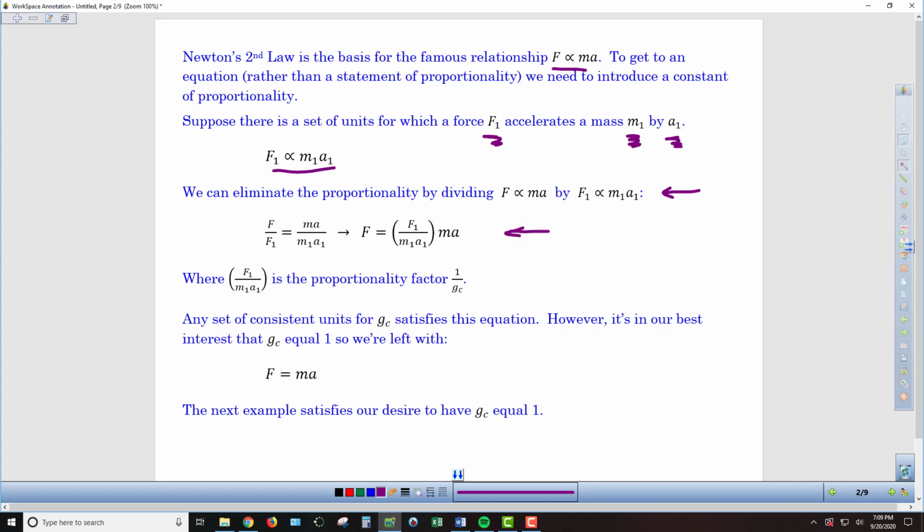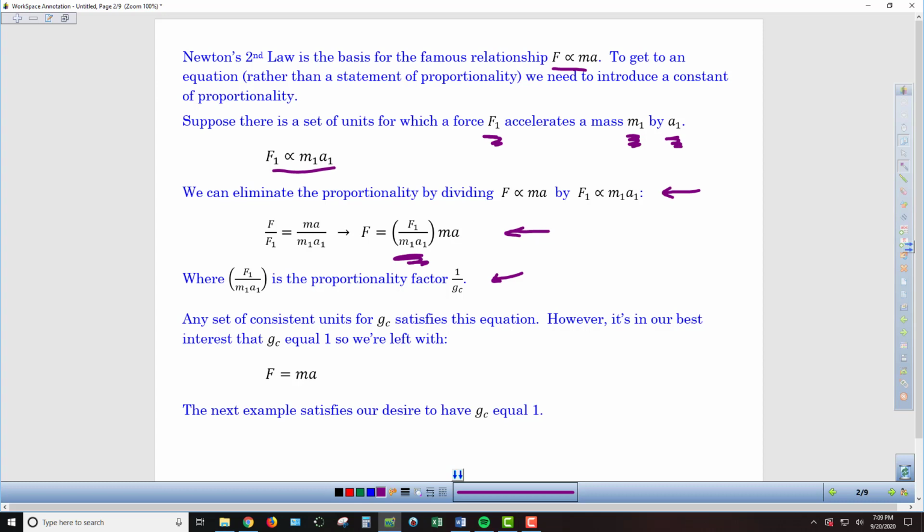And so then we're just going to isolate the F in this equation, so not F1 but F. And so we've got this F1 over m1 a1 times ma. And so this collection of measures is the proportionality factor, 1 over g sub c. And so any consistent set of units for this g sub c is going to satisfy this equation. So as long as we have a relationship between some known force and some known mass and some known acceleration, then we can plug those numbers in to create this relationship of proportionality.